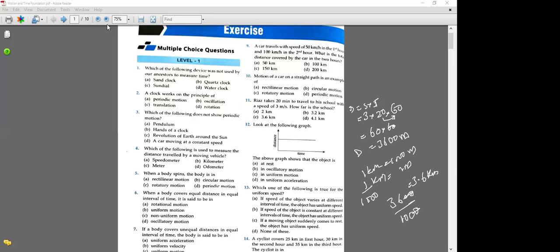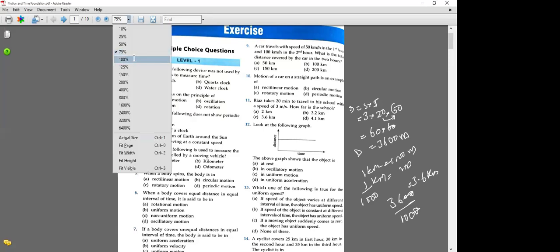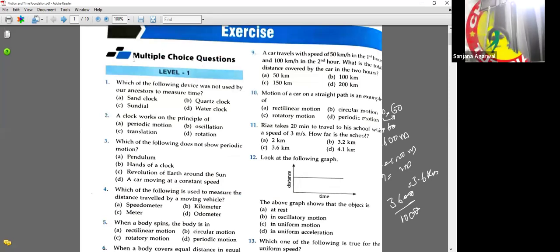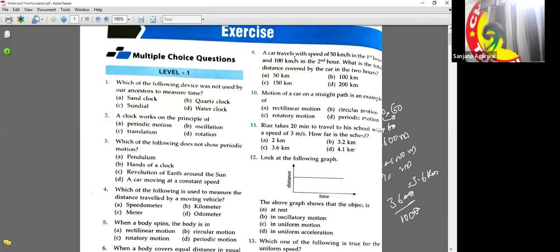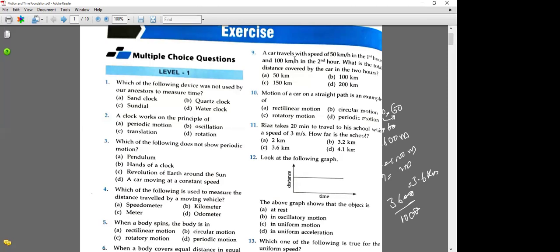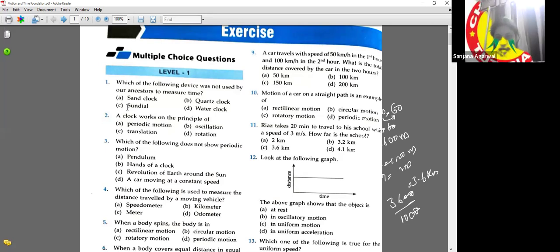Okay, ma'am. Look at the following graph. Will state the answer of 12. Okay, ma'am, it is A. Rest. Yes, ma'am, it's at rest. Yes, the body is at rest.